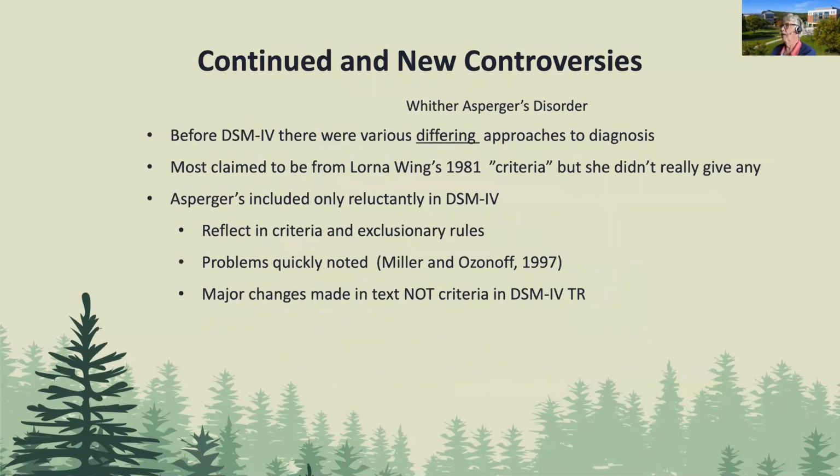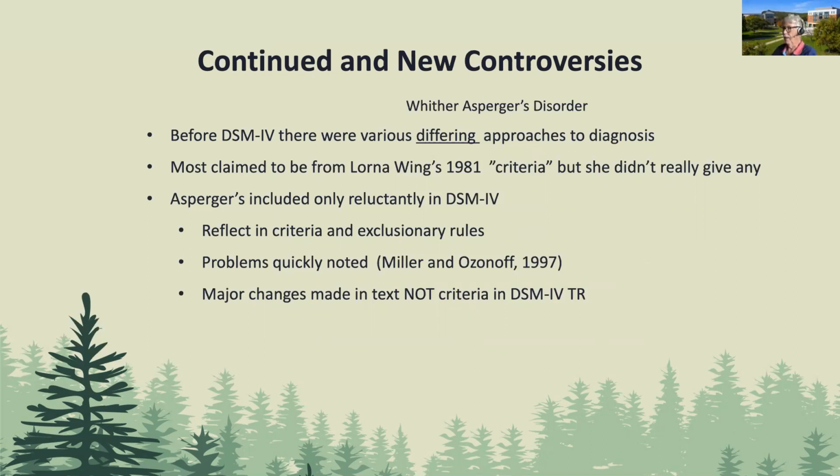Asperger's presents some very interesting problems. Before DSM-4, there were very different approaches to diagnosis, as I mentioned, at least 6 probably. Asperger's criteria, quote unquote, were used by Wing, but in fact, she doesn't really give criteria. The disorder as proposed in DSM-4 was somewhat problematic, as I mentioned, for complicated reasons.